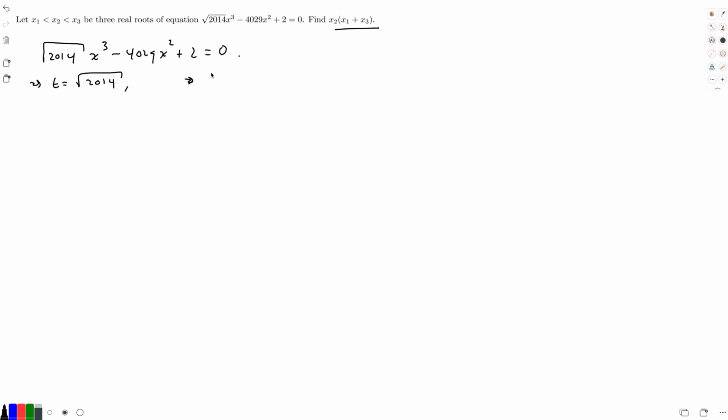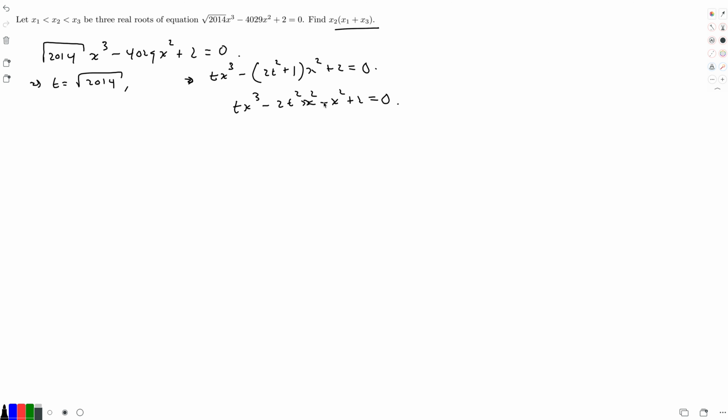So let's do that. t x cubed, and then how can we express 4029 in terms of t? Well, squaring t we get 2014, doubling it we get 4028, and adding 1 we get 4029. So negative (2t squared plus 1) x squared plus 2 is equal to 0. We have nothing better to do other than expanding this. So t x cubed minus 2t squared x squared minus x squared plus 2 is equal to 0. What can we do now?